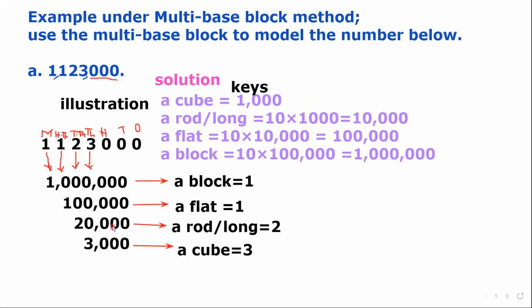Then we have the 20,000. So 20,000 means you are going to draw only two rods, or what? Two longs. Now, when you come to the 3,000, the only key that will be most approximate to the 3,000 here is what? A key, because we have already stated that a key must be equal to 1,000. And how many keys are you going to draw? That is the 3. That is why I have the 3 in front of this.